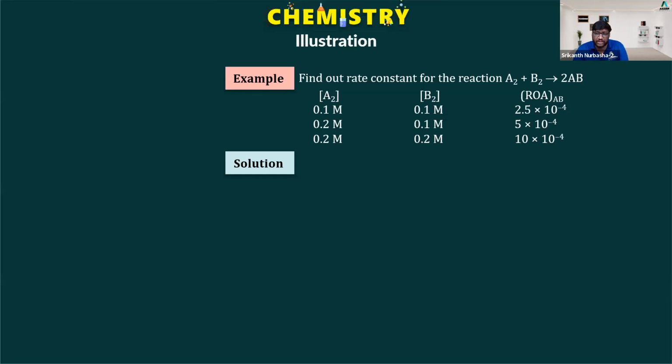Find out the rate constant for this reaction. We have to find out the rate constant for this reaction, A2 plus B2 gives us 2AB. So Faizan says 1.25 into 10 power minus 4. Let us check it out.